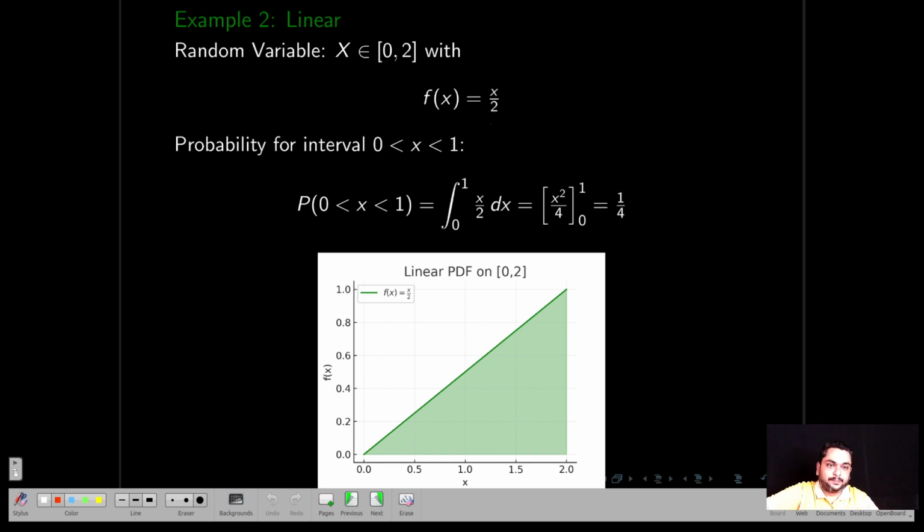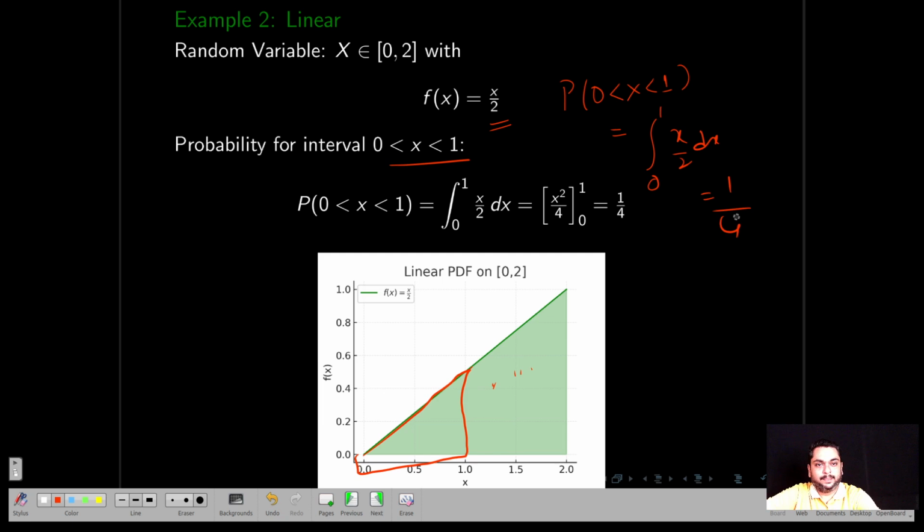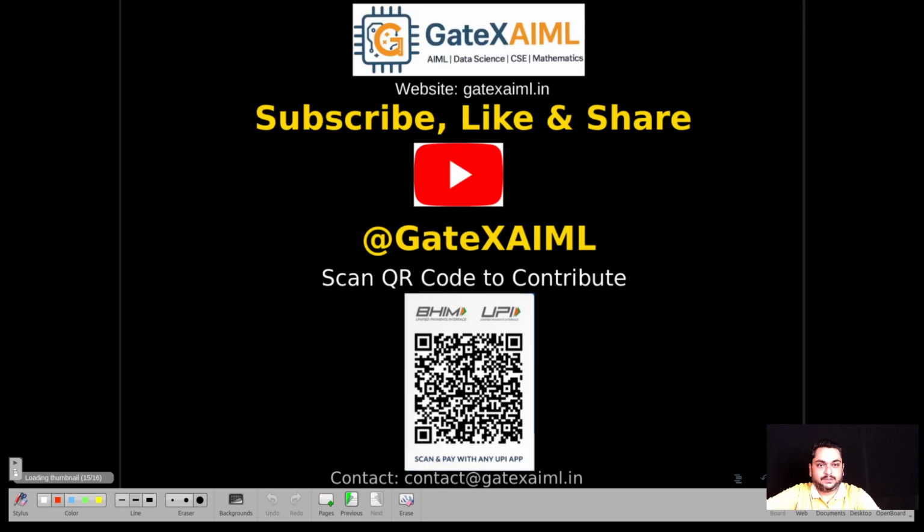Similarly, this is the line for x by 2. This is continuous. There are no discrete points here, so that is why you use integration. If we want to find the probability of 0 less than x less than 1, integrate between the interval 0 and 1. The area under the curve will give you the probability. What I am finding is the area from 0 to 1. When we integrate, we will get 1 by 4. This is how we solve for the probability in the continuous case.